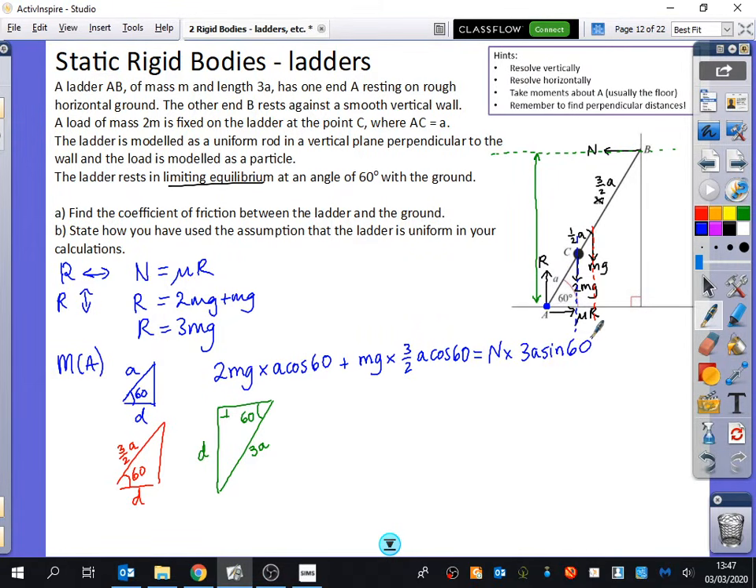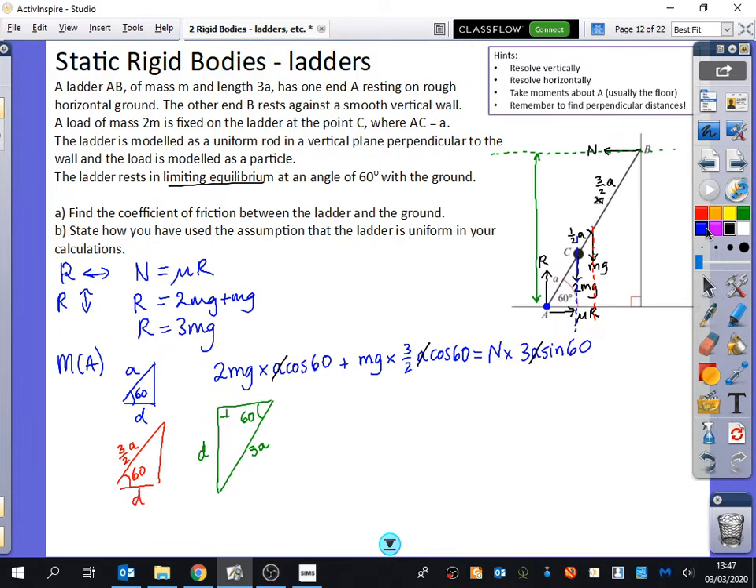Now I know that n is equal to mu r, and I know that r is equal to 3mg. But there's some tidying up that I can do with this equation first of all. Any tidying techniques you can see I can do? Cancel out the a's, so I'm going to cancel out the a here, and the a here. Can I cancel any m's or g's? No, there's no mg here yet, but there might be in a second.